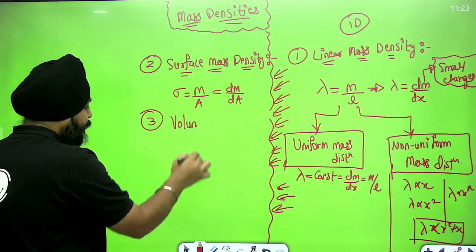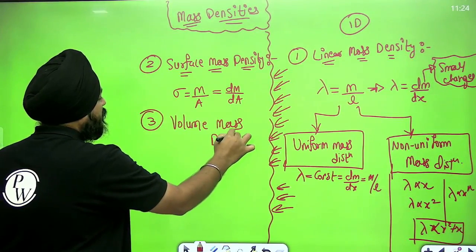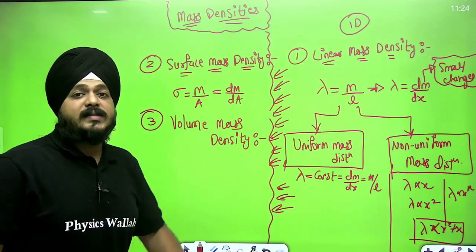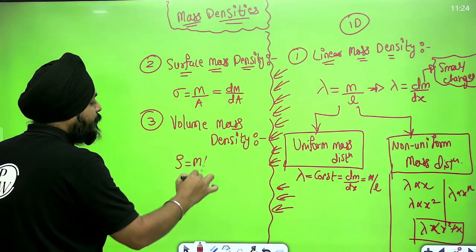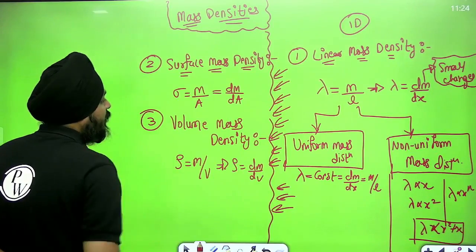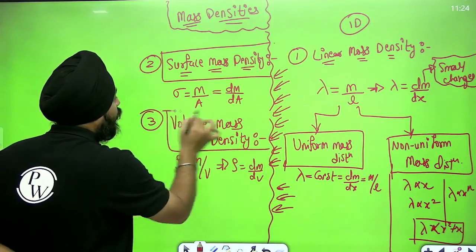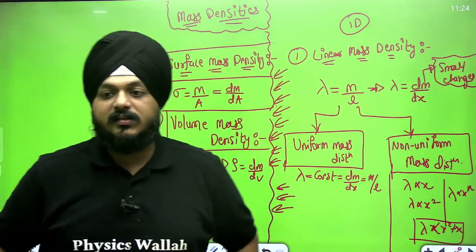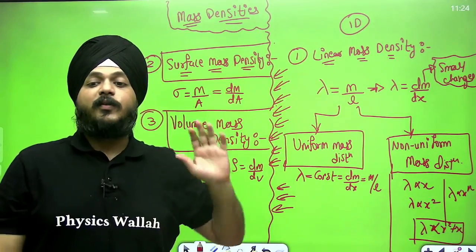Volume mass density. Right, how mass is contained in the volume: mass per unit volume, for the smaller values, dm by dV. So these are the three most important types of densities that we need to evaluate. We are going to use these three types of densities in the results for the continuous bodies.